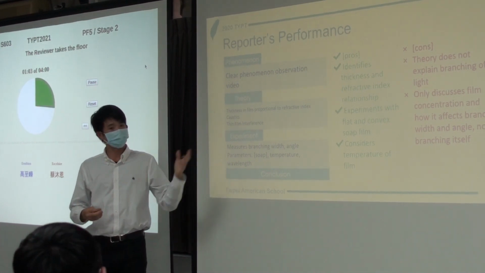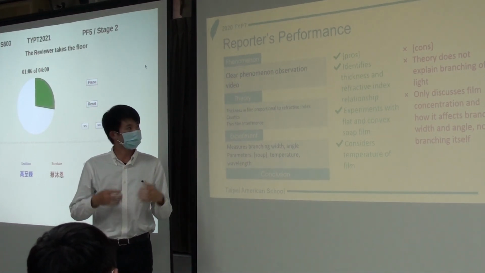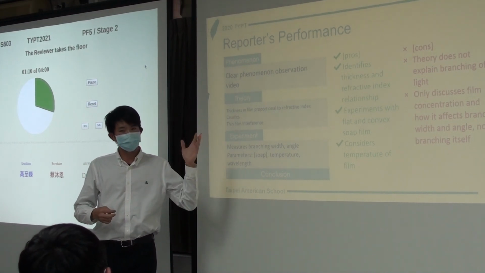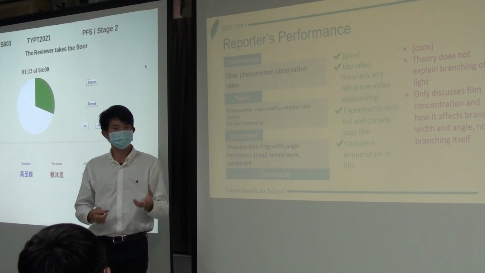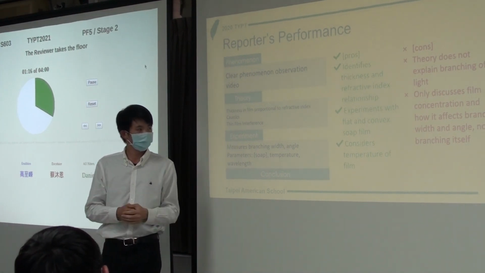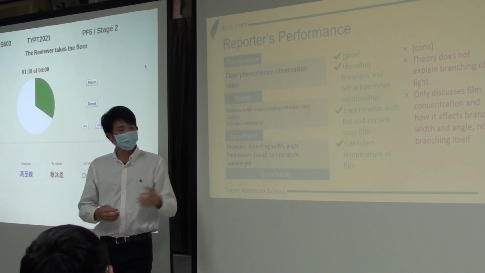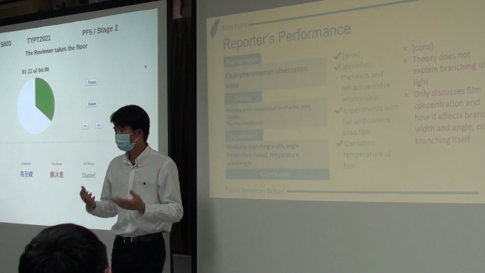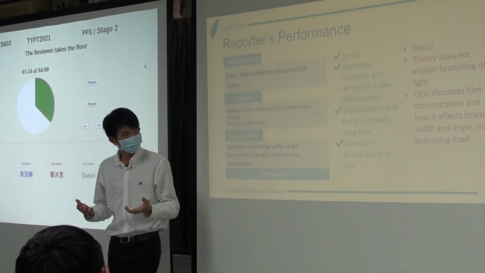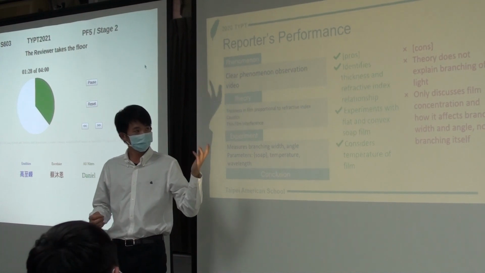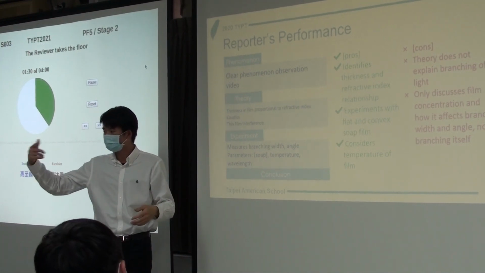So for the pros of their presentation, I thought they identified the relationship between the thickness and the refractive index very well. They experimented with flat and convex soap films, and they considered the temperature of the film. However, for the cons, I think one big thing is that their theory did not explain the branching of the light qualitatively or quantitatively. They only discussed the film concentration and how it affects the branch width and branch angle.